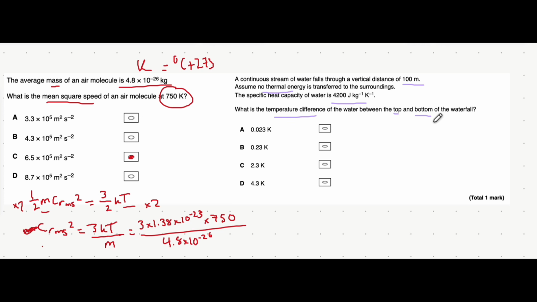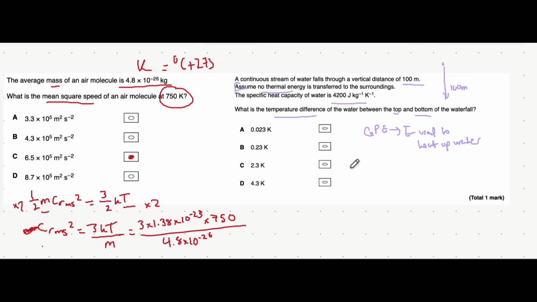So this is focused on energy conservation, and it uses the idea that as the stream of water falls a distance of 100 meters, it's losing gravitational potential energy, and all of that gravitational potential energy is being converted into energy used to heat up the water. Now, in reality, some energy is going to be lost to the surroundings because of work done against air resistance or something like that, but it specifically says assume no energy is lost to the surroundings.